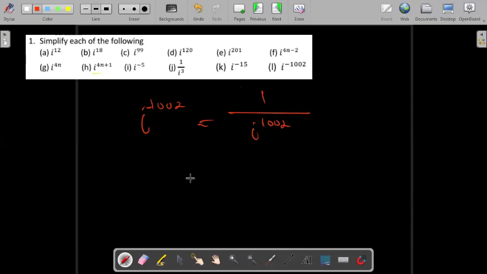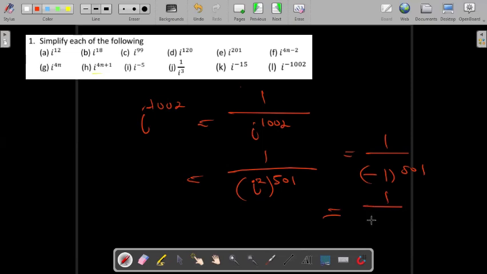So here you check, you have 1 over i squared, then that's to the power 501. So that's an odd power, that is -1. And I have 1 over -1 to the 501. That's odd, so this gives me -1. So I have 1 over -1, and this gives me -1. So that's what it simplifies to.